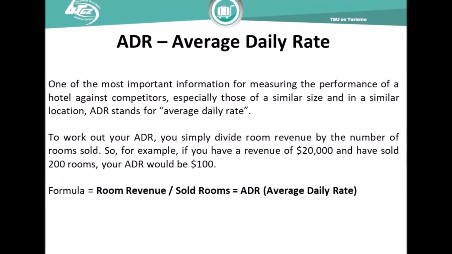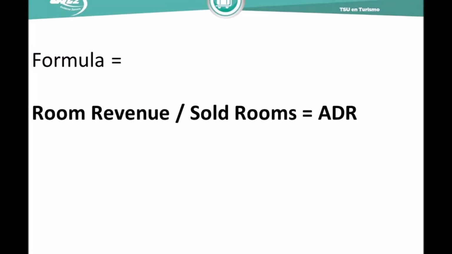Well, then we have the ADR, or the average daily rate. This is to know what is the average amount of money that people are paying for your rooms. And the formula is the following. As you can see in this formula, you divide the room revenue by the sold rooms. Just the sold rooms, not all of them. And that way you are going to know the average amount of money that people are paying for your rooms.